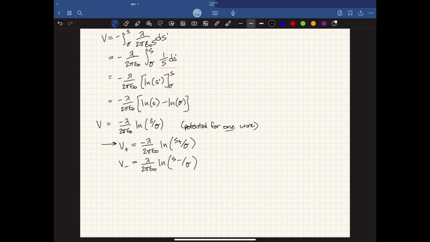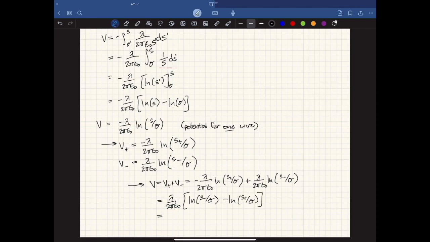And because potential obeys the superposition principle, we can just add these two together to get the total potential due to both infinitely long wires at a certain field point. So now what we need to do is find S minus and S plus.